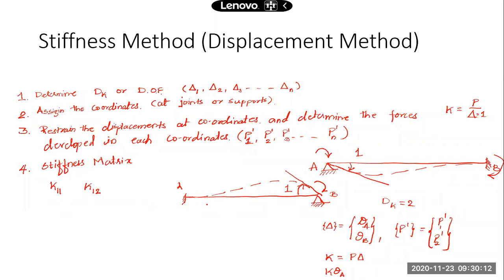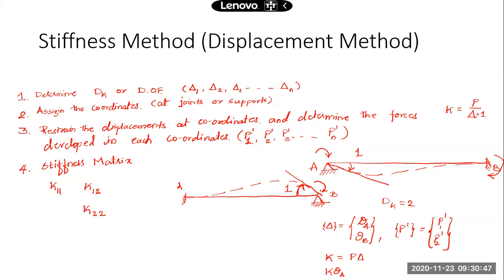So what is the force required for unit rotation in the second coordinate? If I find that, it is going to give me one more element of the stiffness matrix, K22. K22 is the force required in the second coordinate for unit displacement in the second coordinate. What force do you have to apply in the second coordinate? If you find that, it is K22. So that is one more element of the stiffness matrix.